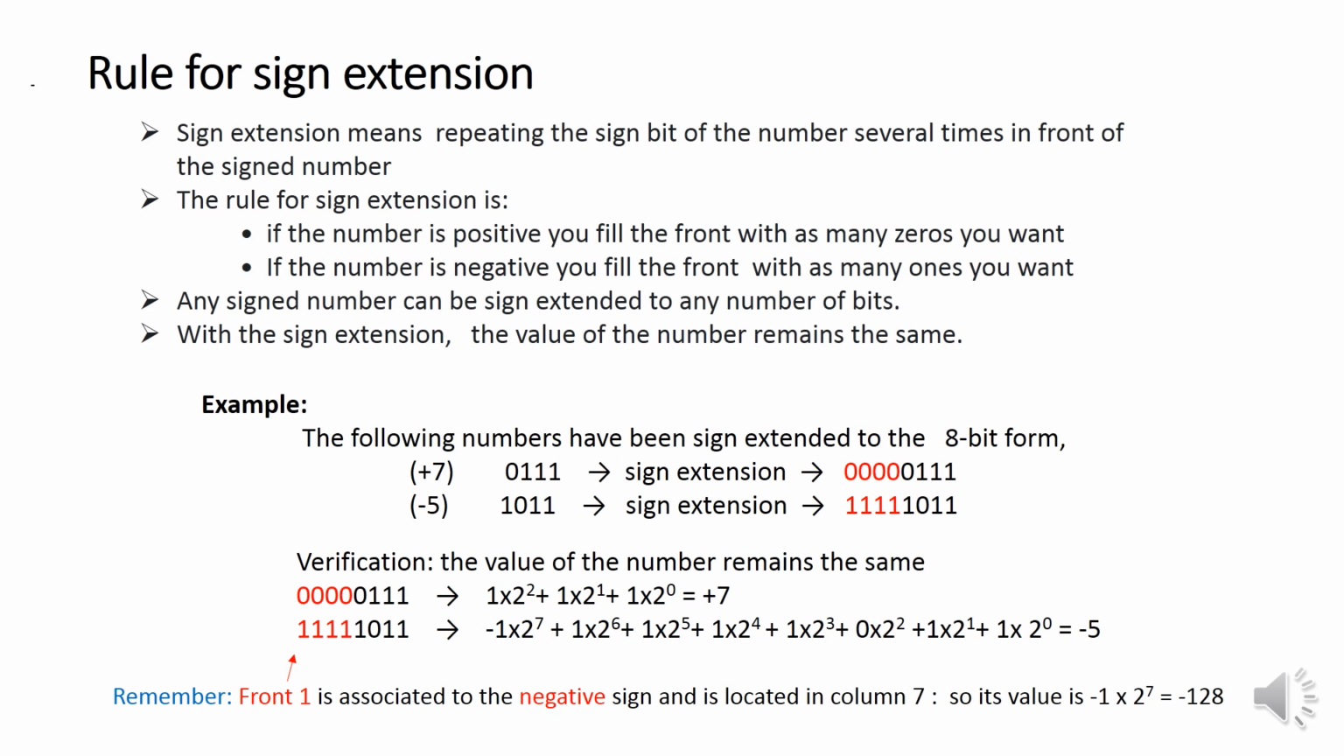The rule for the sign extension is: if the number is positive, you fill the front of the number with as many zeros as you want. And if the number is negative, you fill the front of the number with as many ones as you want. Any signed number can be sign extended to any number of bits. And with the sign extension, the value of the number remains the same.